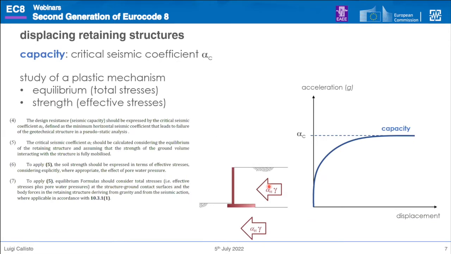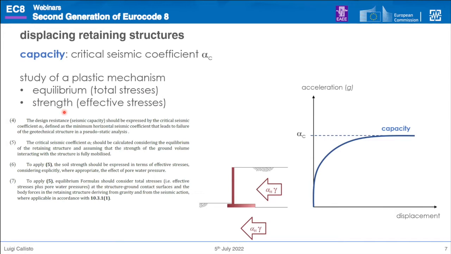How do we calculate this capacity, this critical seismic coefficient? Well, being the resistance of a plastic mechanism, we calculate this capacity with the basic ingredients of analyzing a plastic mechanism, namely equilibrium and compatibility with the strength criteria. Equilibrium is expressed in terms of total stresses, whereas the strength criterion should be expressed in terms of effective stresses.